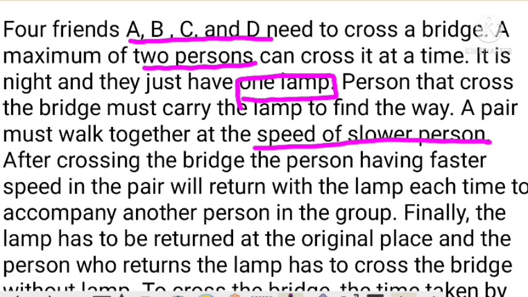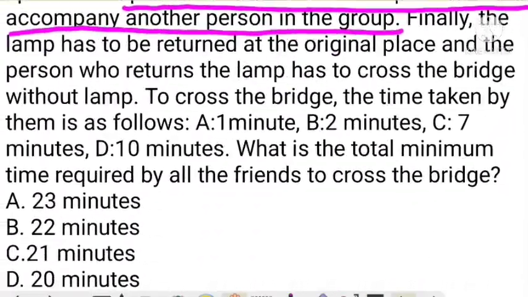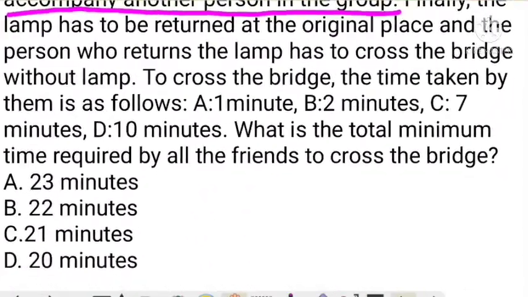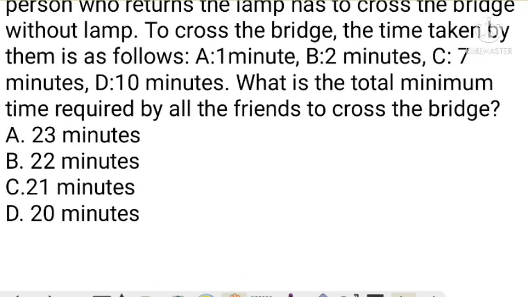After crossing the bridge, the person having faster speed in the pair will return with the lamp each time to accompany another person in the group. Finally, the lamp has to be returned at the original place, and the person who returns the lamp has to cross the bridge without the lamp. Now the time is given: A can cross the bridge in 1 minute, B can cross in 2 minutes, C can cross in 7, and D can cross in 10 minutes.